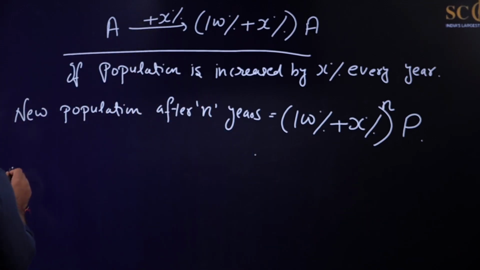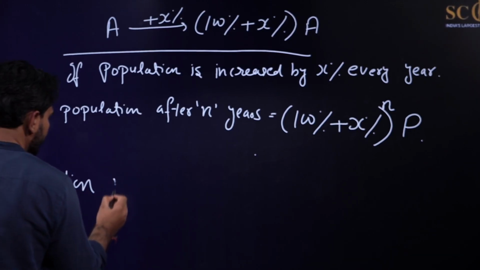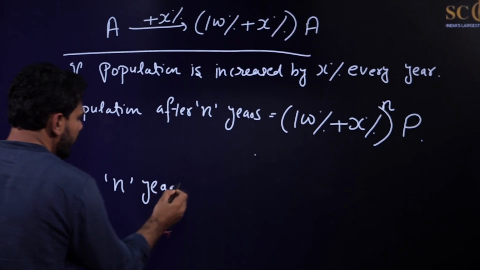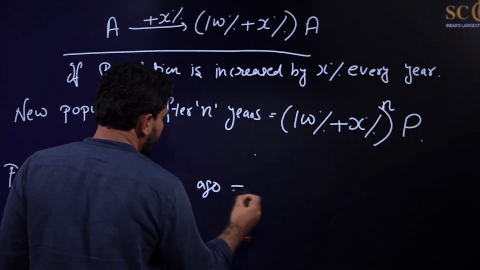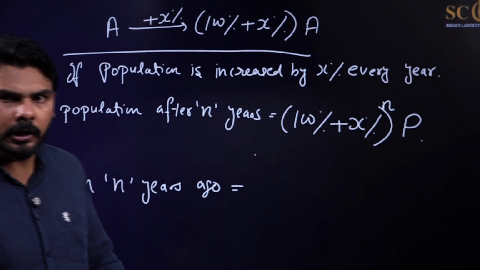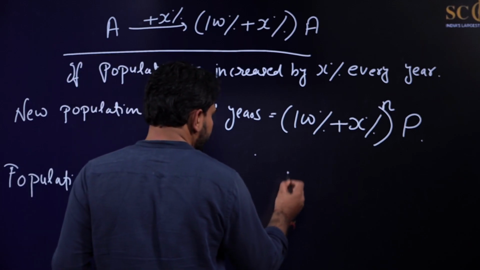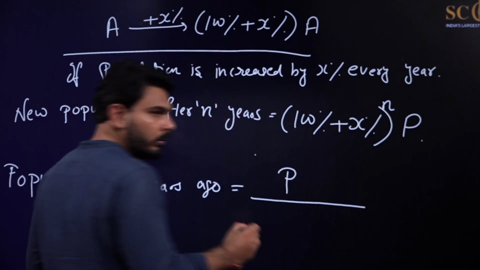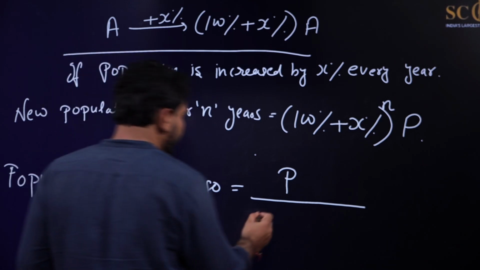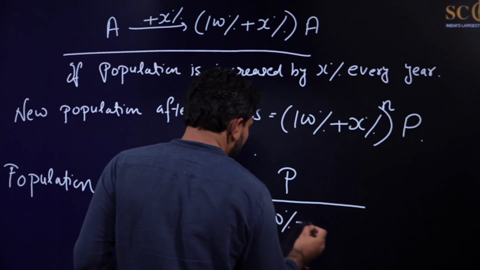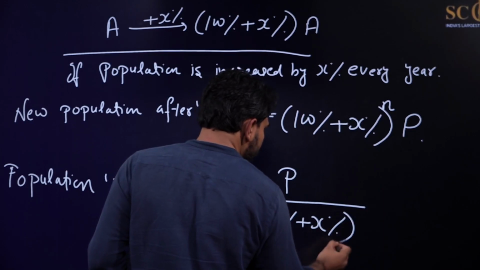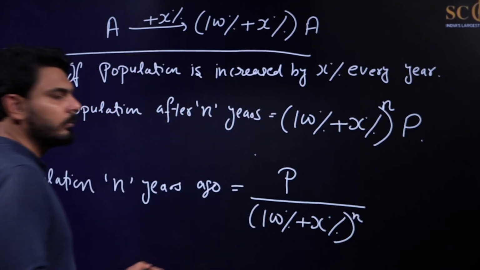So, population n years ago. If the population is increasing by X% every year, the population n years ago was how much? So let us now see. It will be the current population that we are given, divided by 100% plus X% raised to the power n. Okay, so this will be the formula.